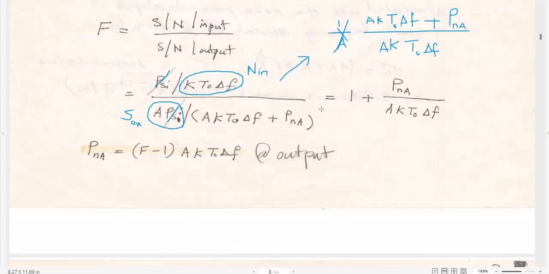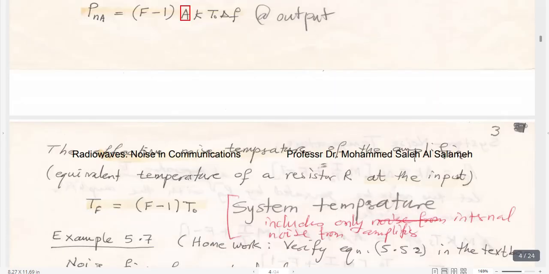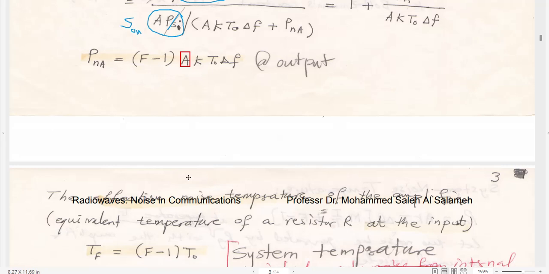If you subtract 1 from F, it will be F minus 1, and you multiply by this, you will obtain P_nA. So we multiply A K T naught delta F. This is the noise power contributed by the amplifier with a noise figure F referred to the output. If we want P_nA at the input, we only remove A. So P_nA at the input will be F minus 1 K T naught delta F without A.